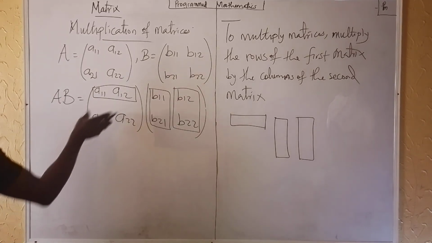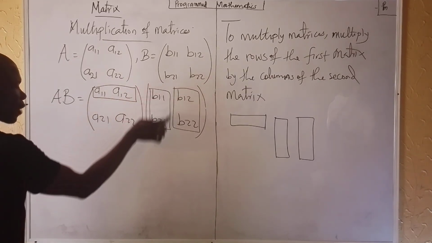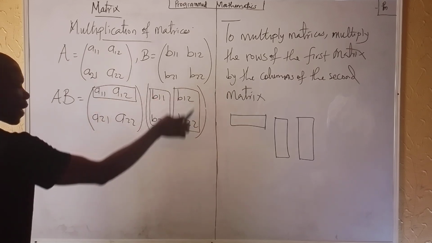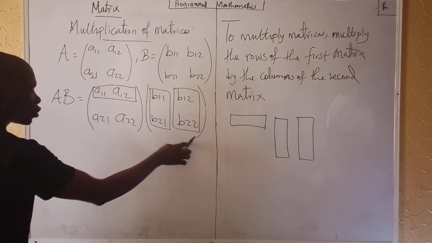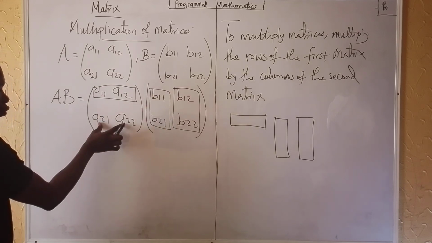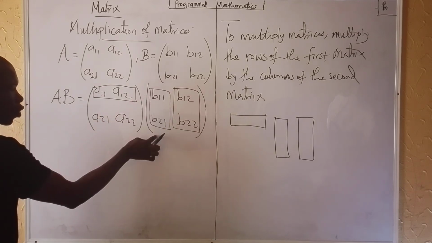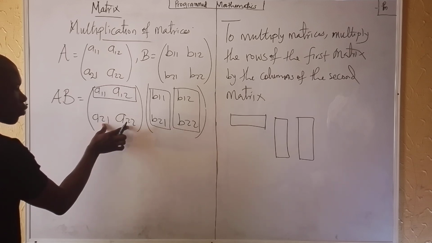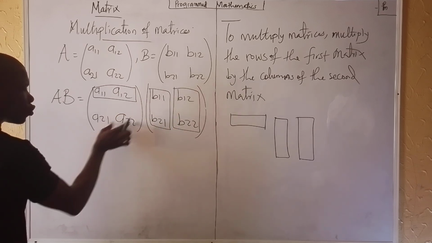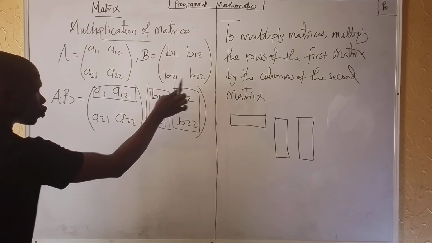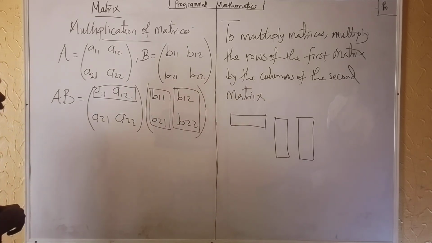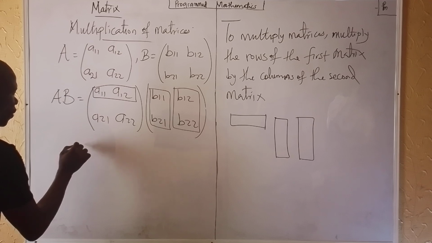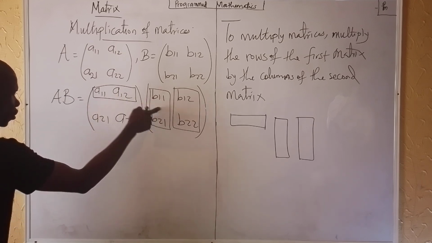So in this case, we are going to have row 1 multiplying column 1, then row 1 multiplying column 2. Once we are done with that, we move to row 2. Row 2 times column 1, then row 2 again will multiply the second column, row 2, column 2. Now, what we are saying here is simple. So for the first one, we are going to have the first multiplication.